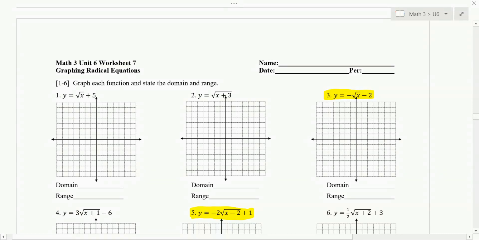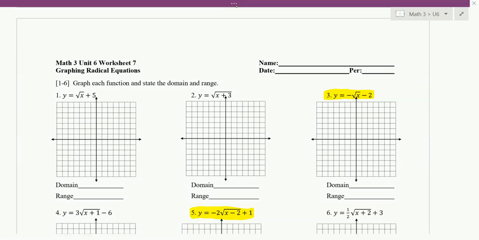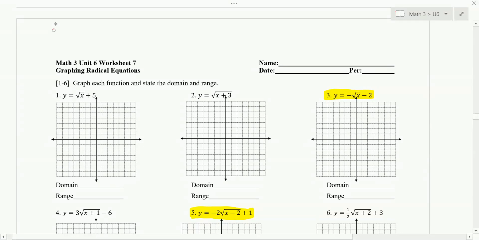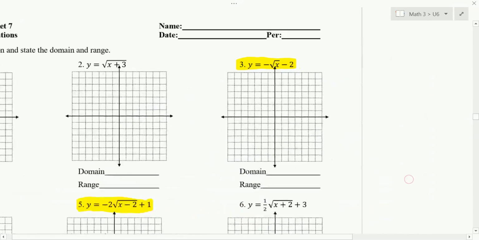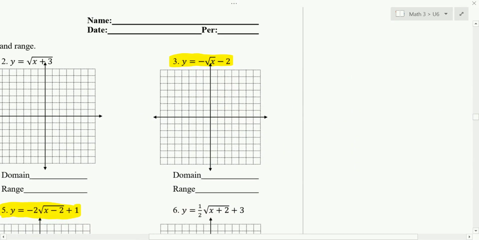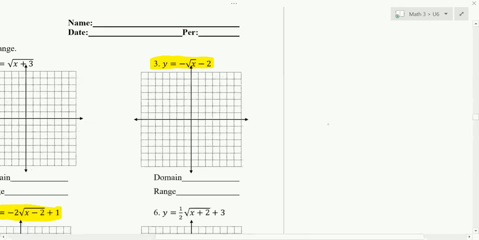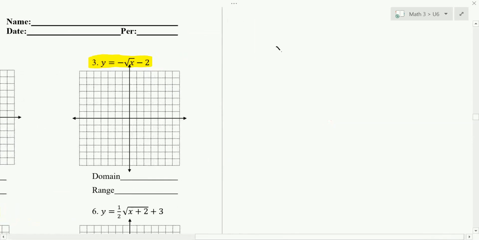We're going to go over a few of the Math 3 Unit 6 Worksheet 7 problems on graphing radical equations, starting with number 3. Here we have y equals negative square root of x minus 2. And here we're working off of the parent graph, y equals the square root of x. And from your notes, you should have seen kind of what that parent graph looks like.